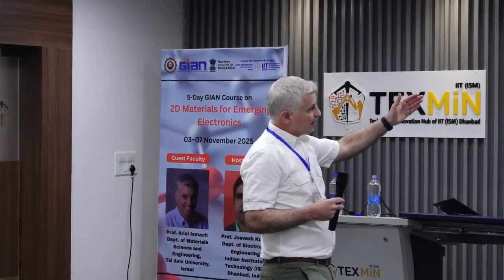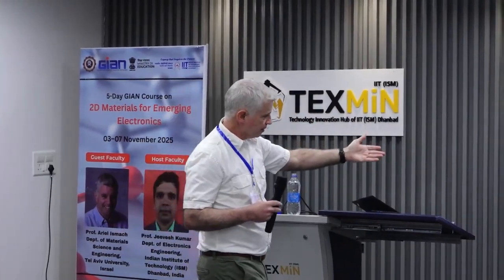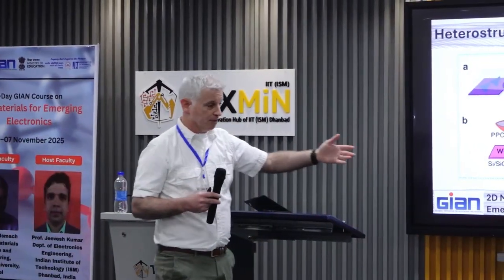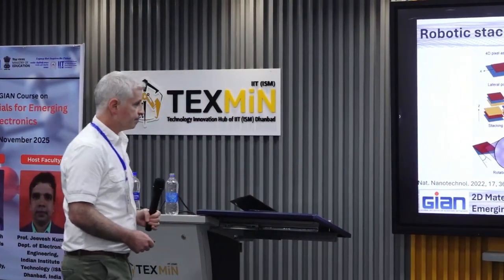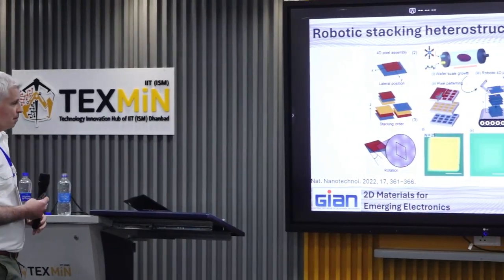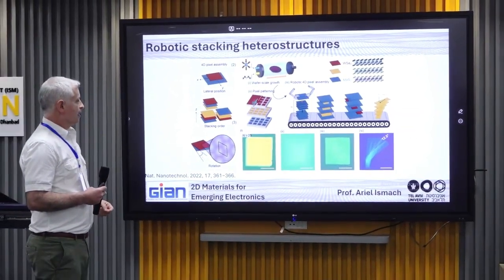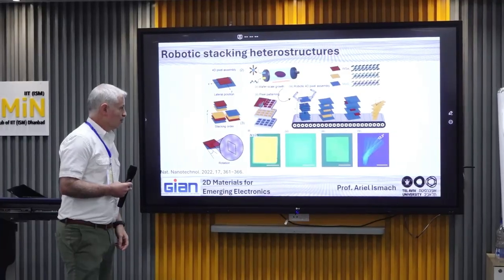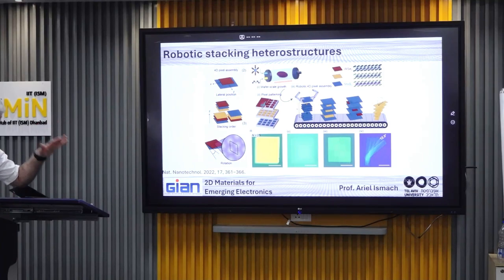So here you have the wet transfer mainly for CVD-grown materials, and then you have the dry transfer, PDMS-based transfer done on the exfoliated flakes. Very hard work, but doable. Not only doable, but the group in, I think, Chicago proposed a robotic machine that can do exactly that.